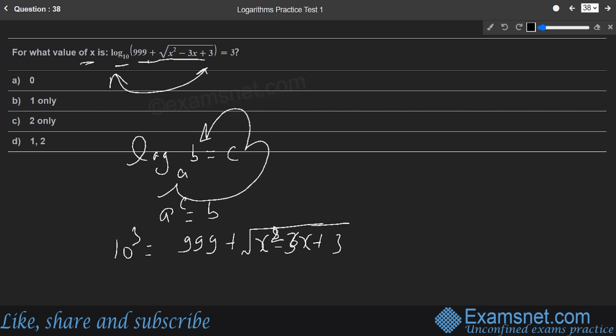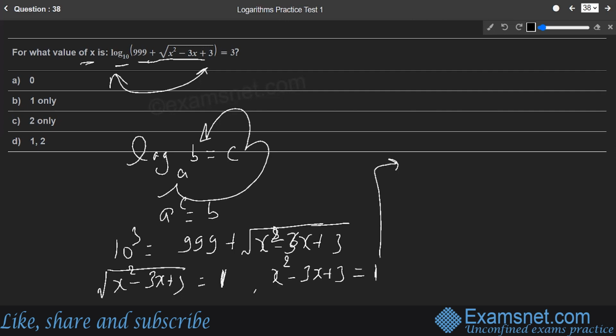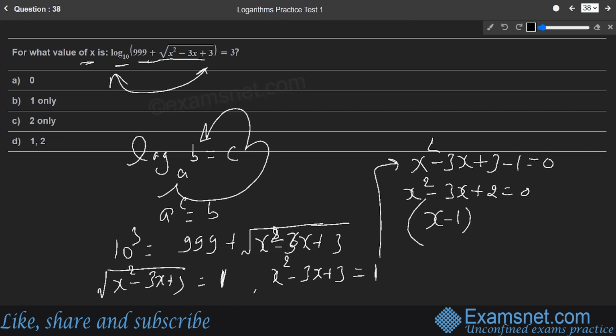So we can write the square root of x square minus 3x plus 3 is equal to 1000 minus 999, that is nothing but 1. Squaring both sides, we get x square minus 3x plus 3 is equal to 1. Solving further, x square minus 3x plus 3 minus 1 equals 0, which gives us x square minus 3x plus 2 equals 0. We can easily factorize it. The factors are x minus 1 and x minus 2, equal to 0. So the values are x equal to 1 and x equal to 2. These are the two values that we achieve.